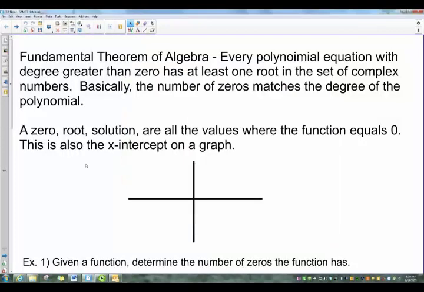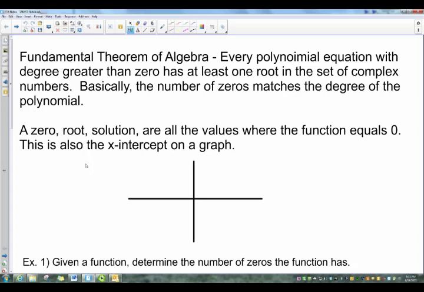Okay, everyone, in this video we're going to look at the fundamental theorem of algebra, what it means, what it helps us do, and analyze things a little deeper. So, the fundamental theorem of algebra basically says every polynomial that has a degree greater than 0 has at least one root in the set of complex numbers. And complex numbers are the real numbers and the imaginary numbers put together. So, anything that has a degree greater than 0 has at least one root.